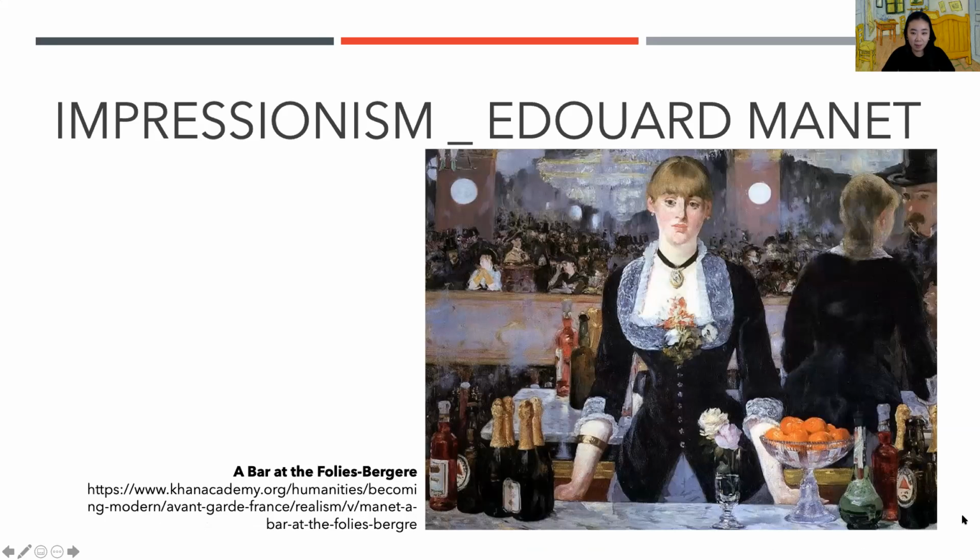We saw this painting before, right? So this painting is a little bit easier than the previous one. This painting is rich in detail, which provides clues to social class.